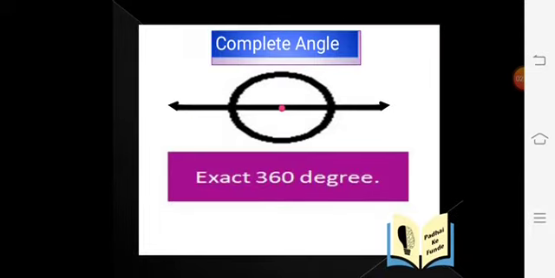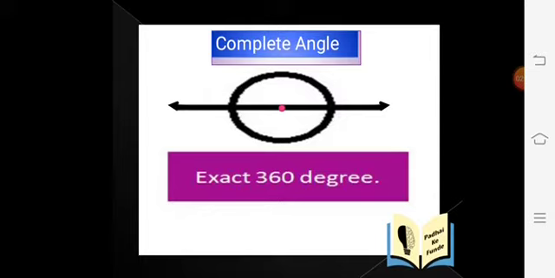And the last one is complete angle. Here we can observe the given angle is a complete revolution. So the angle which measures exact 360 degree is called as complete angle.